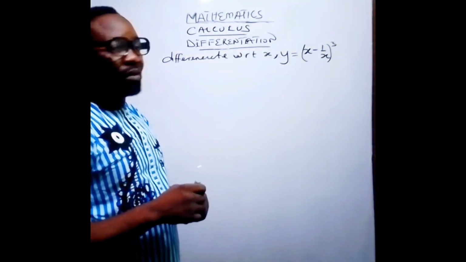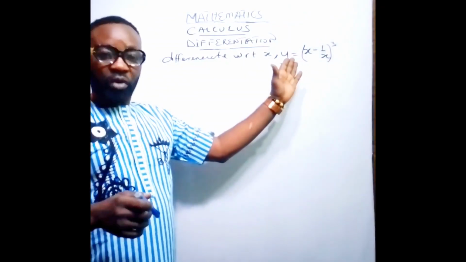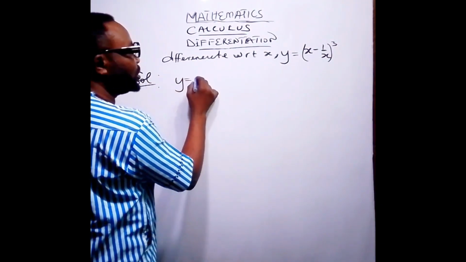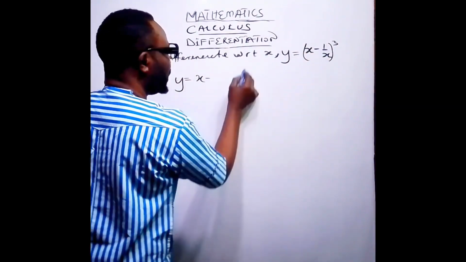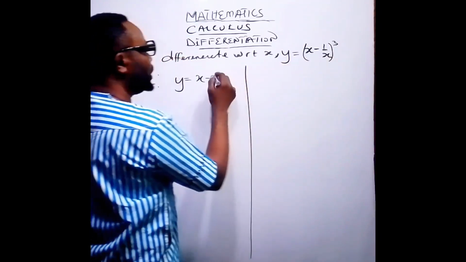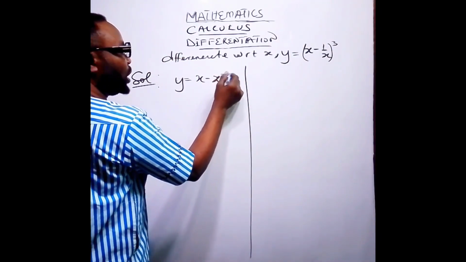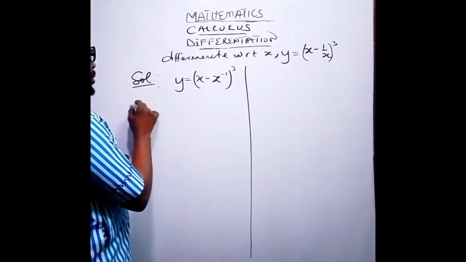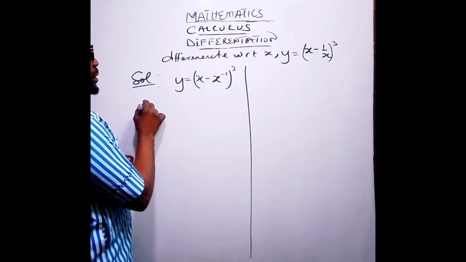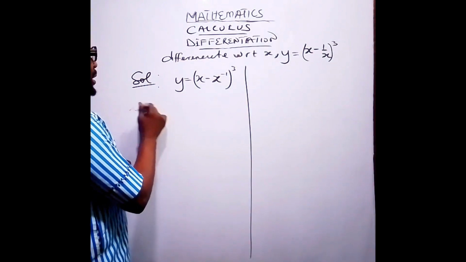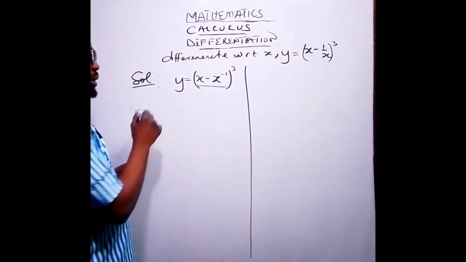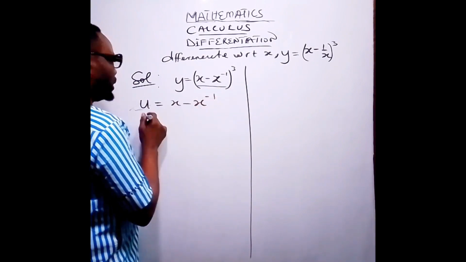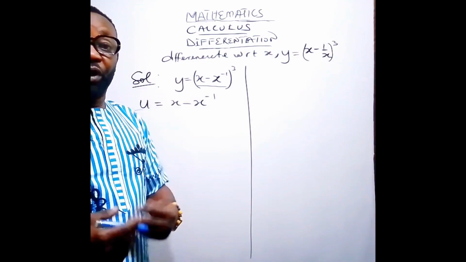Now, in this case, we first of all simplify the question given to us by saying y will be equal to x minus the reciprocal of x, which is the same thing as x raised to the power of minus 1, then raised to the power of 3. Good. Once it is like that, we can take this as our u. Our u is equal to x minus x raised to the power of minus 1.